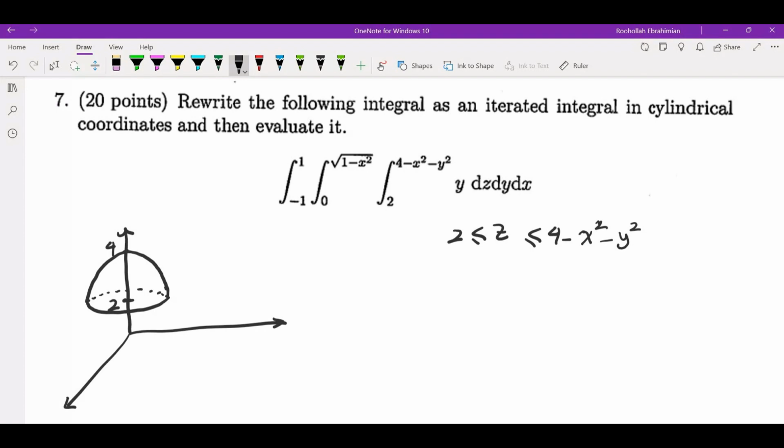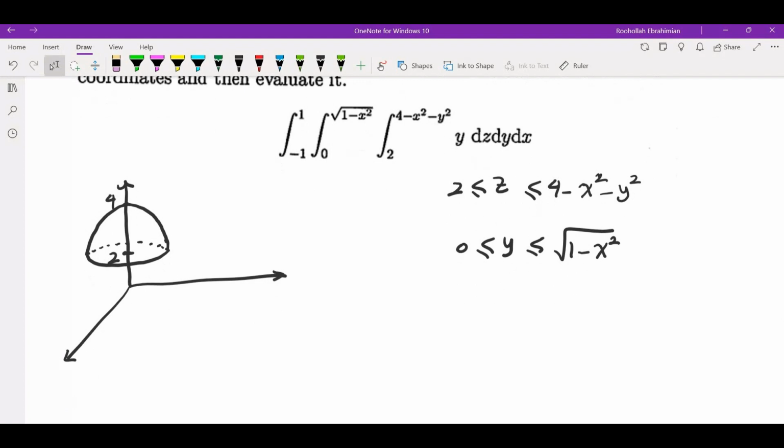Now, if you look at the limits of y, y is between 0 and root 1 minus x squared. So what's the intersection of these two surfaces? The intersection is 4 minus x squared minus y squared equals 2. So this gives us x squared plus y squared equals 2. So the bounds for x and y are actually not this disk. They are a smaller disk.